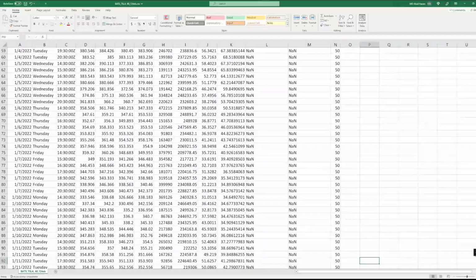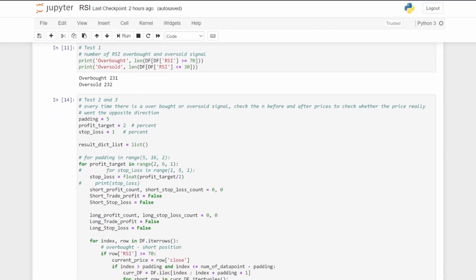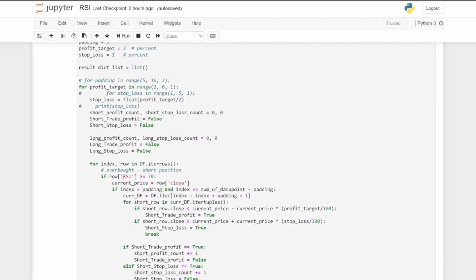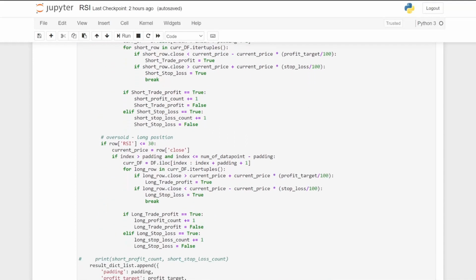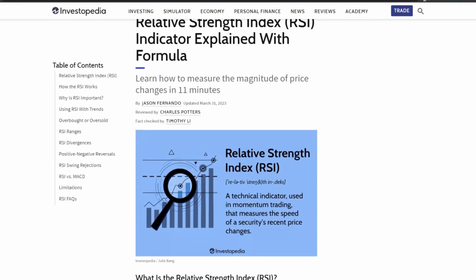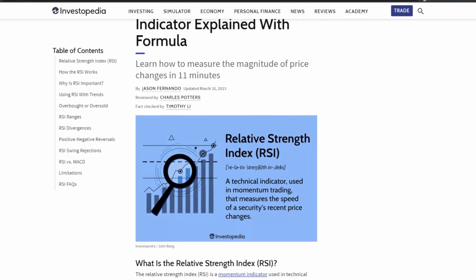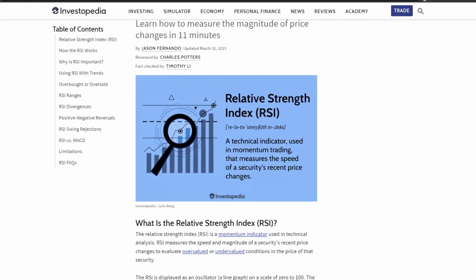I have collected thousands of data points and performed data analysis on different aspects of RSI and the corresponding price action. Let's find out if the RSI indicator can be trusted for your trading strategies. I am not going to bore you with details about RSI. If you're watching this video, I'm sure you know what an RSI indicator is.